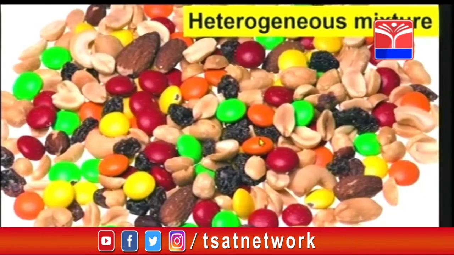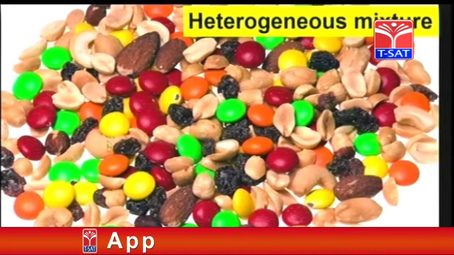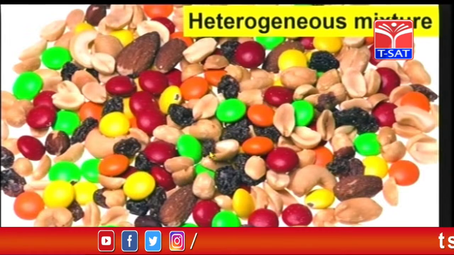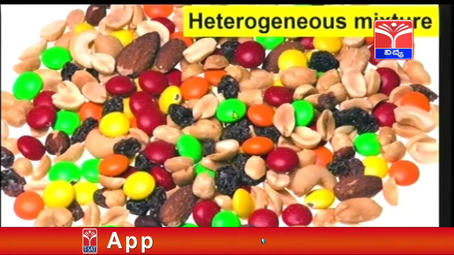Even this is an example of a heterogeneous mixture. Here you can find different colorful gems and different types of dry fruits. So all these do not lose their identity even though they are mixed with each other. You can easily identify them based upon their color and shape.